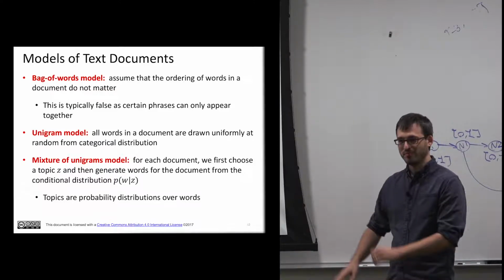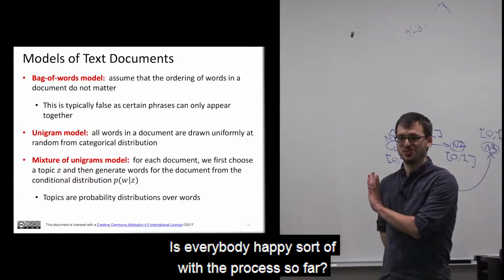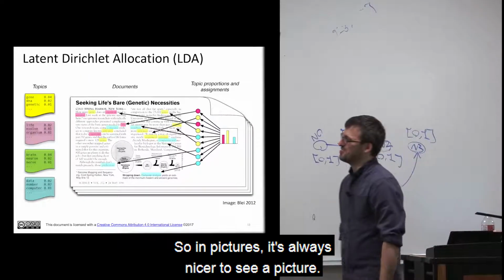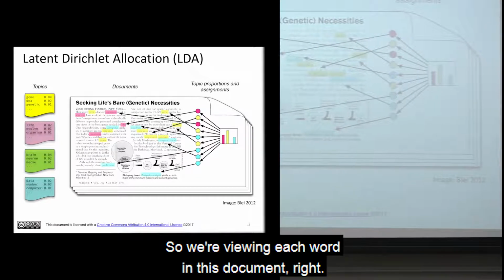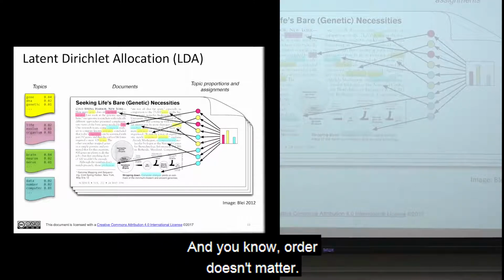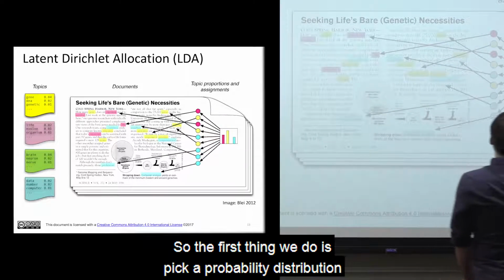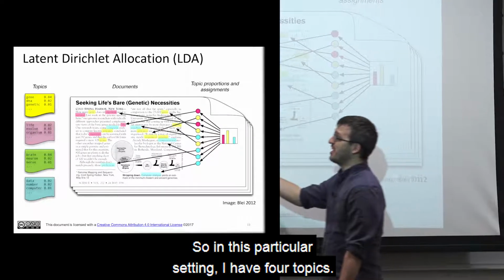Okay. So I have a picture to illustrate that. Is everybody happy with the process so far? Okay, good. In pictures, it's always nicer to see a picture. So here's a document, and we're viewing each word in this document, and order doesn't matter. The first thing we do is pick a probability distribution over topics for this document. In this particular setting, I have 4 topics.